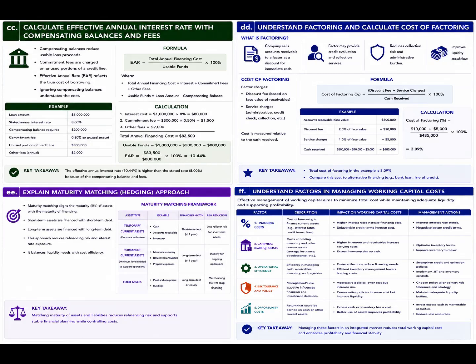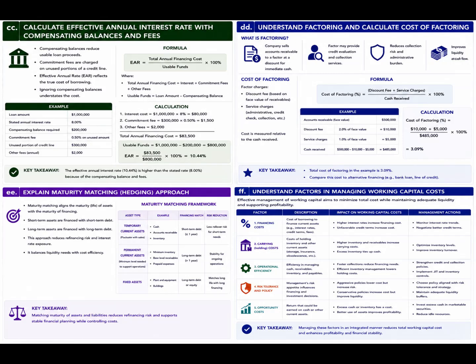Explain maturity matching, hedging approach. The maturity matching principle aligns asset life with financing maturity. Short-term assets are financed with short-term debt, long-term assets with long-term financing. This approach reduces refinancing risk and interest rate exposure.